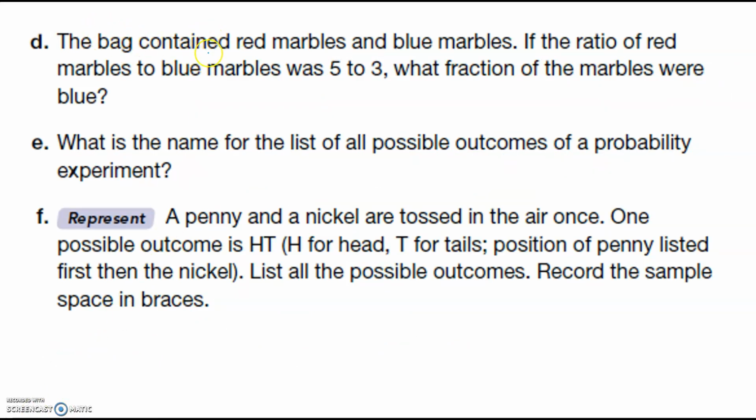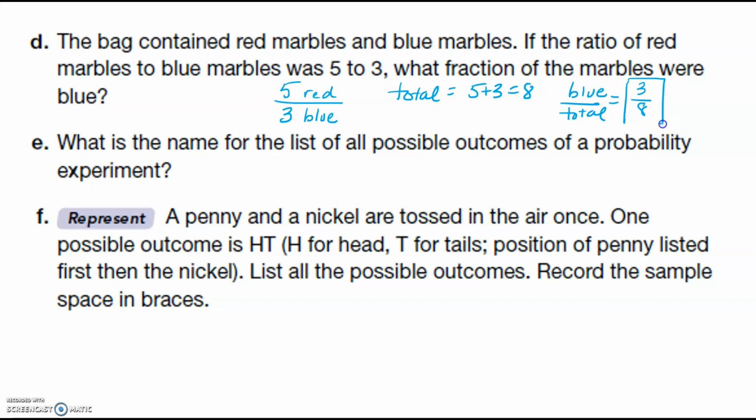Oh my. The bag contained red marbles and blue marbles. If the ratio of red marbles to blue marbles was 5 to 3, what fraction of the marbles were blue? So the ratio was 5, this is red, to 3 blue. Okay, so if I had a total of 8, then my blue marbles over my total would be 3 over 8. Yeah, that's probably the best way to do that one.